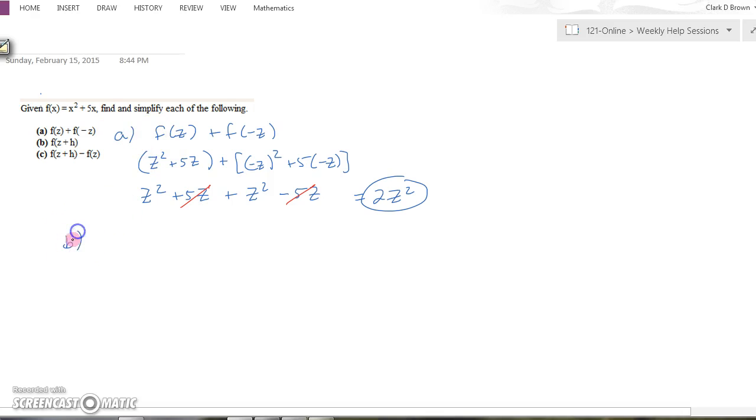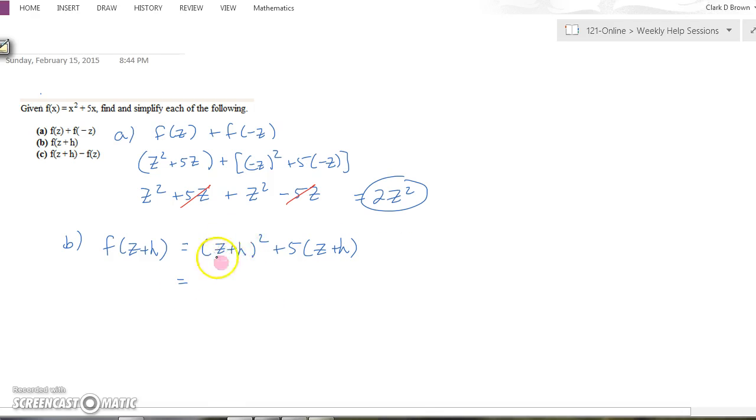Now for part B, it says just tell me the output when I input z plus h in here. So f of z plus h, this is the function that squares whatever you put into it and then adds to it 5 times that input. So when I input z plus h, I'm going to have to square the z plus h, and then I have to add to that 5 times the same input, z plus h.